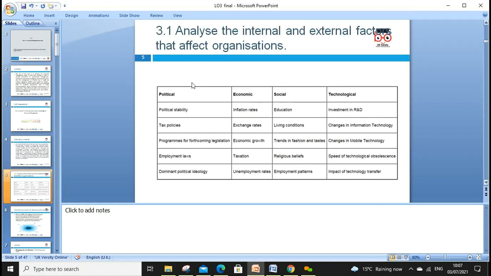First, 3.1, we are supposed to discuss internal and external. A couple of you already learned about another subject area called PEST: political, economic, social, and technological factors. Every organization faces two types of environment. One is called macro, which is uncontrollable, and the second is micro, which is internal and controllable.